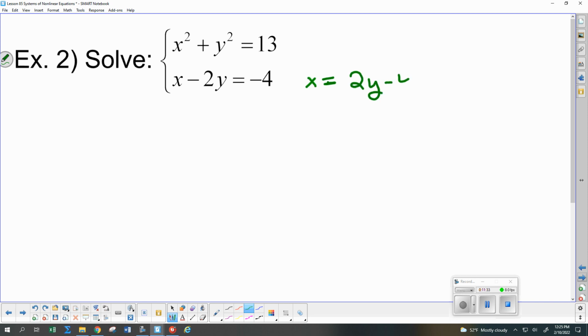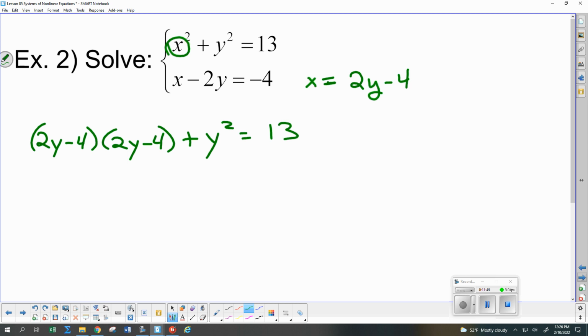Or 2y minus 4. This time I've got x equals, so I'm going to put that in for this x. So I am going to have 2y minus 4 times 2y minus 4 plus y squared is 13. So Nicole, would you help me FOIL my parentheses?